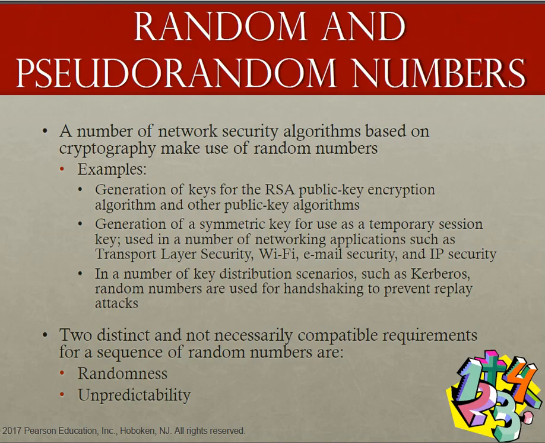A number of network security algorithms based on cryptography make use of random numbers. For example, generation of keys for the RSA public key encryption algorithm and other public key algorithms, generation of a stream key for a symmetric stream cipher, and generation of a symmetric key for use as a temporary session key. This function is used in a number of networking applications such as transport layer security, Wi-Fi, email security, and also IP security.